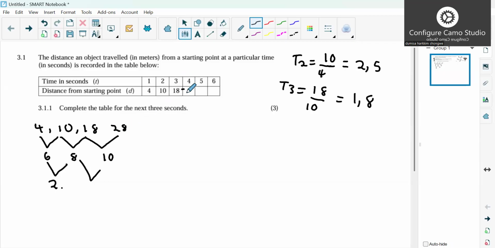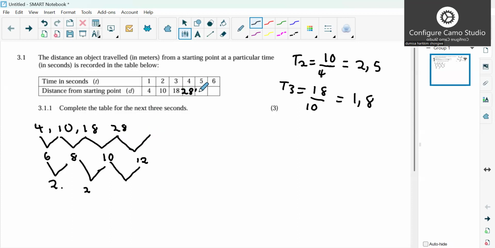Okay, next, moving from the second difference again, the second difference from the bottom is 2. So we have 10 plus 2. 10 plus 2 is 12. So we have 12. Now from here we can say that we have 28 plus 12. What is 28 plus 12? 28 plus 12 is 40. Okay, we're going to write 40.